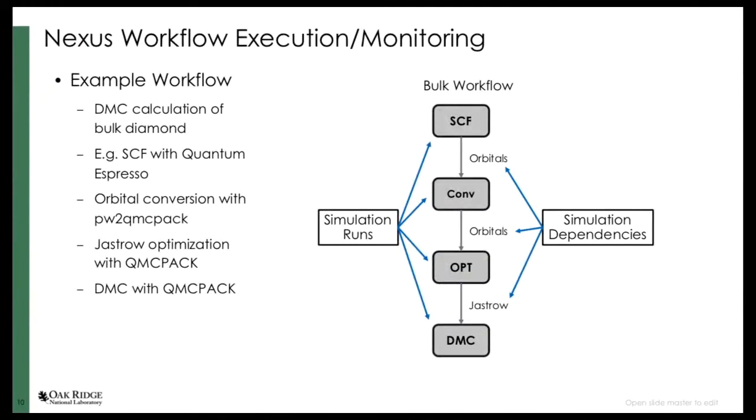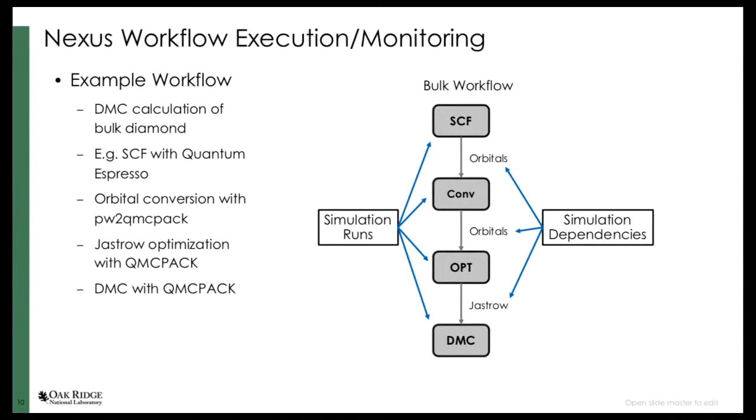Okay, so what does workflow execution and monitoring look like with Nexus? I've said the word workflow a lot. What do I mean by that? So for example, I show here what might be a DMC calculation of bulk diamond in a very simplified way. So you're going to start with an SCF calculation, maybe with Quantum ESPRESSO. You'll convert the orbitals with pw2qmcpack. Next, you're going to do Jastrow optimization with QMCPACK, and then finally DMC.